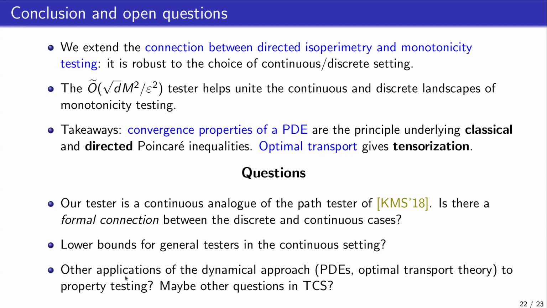And then the third open-ended direction is, can we take these tools elsewhere in property testing or even in TCS? As I said, optimal transport seemed to come in very handy for tensorization. PDEs could be a natural way to compare objects when they're more continuous. And maybe to be concrete, one problem where perhaps this could apply is convexity testing. But for now, this is just a thought I haven't really tried very hard. So that's all I wanted to say.